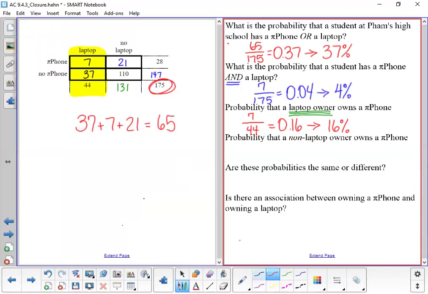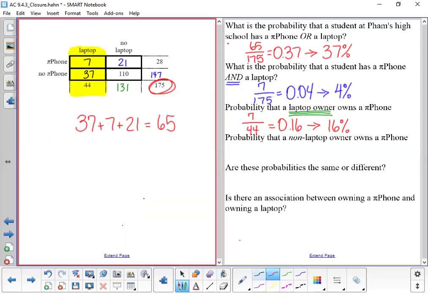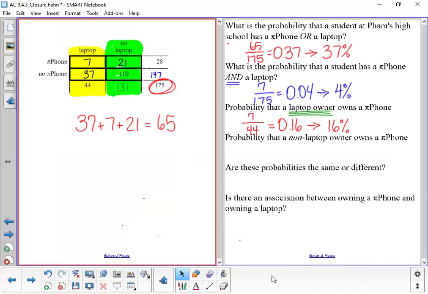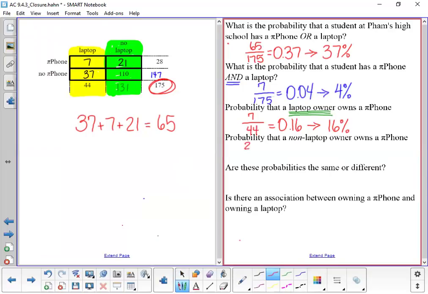So there's a 16% chance that if you know the person has a laptop, they also own a Pi phone. All right, now let's take a look at the probability that a non-laptop owner owns a Pi phone. So now we are only looking at the non-laptop column. So instead of being out of 175, now it's out of 131. So the number of people that own a Pi phone is 21, and it's going to be out of 131. And when I do that, 21 divided by 131, I also get 0.16 or 16%.